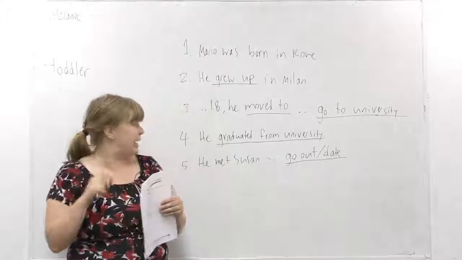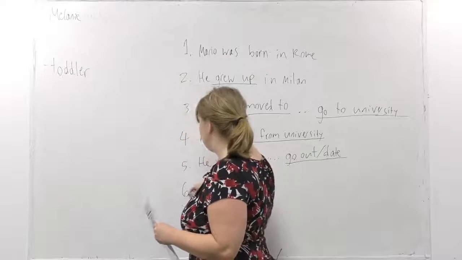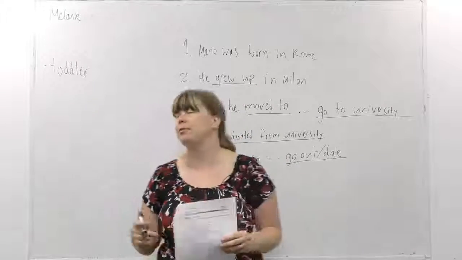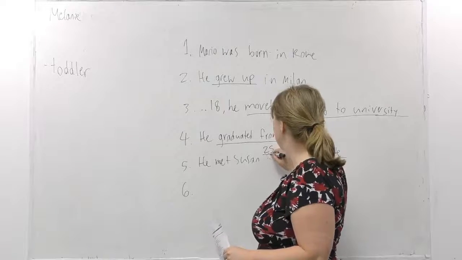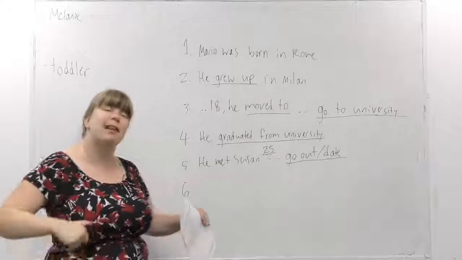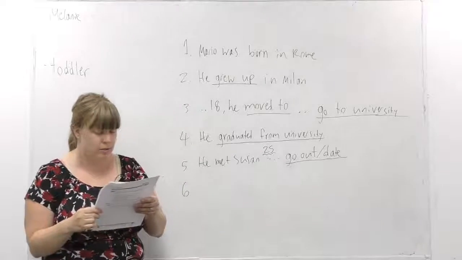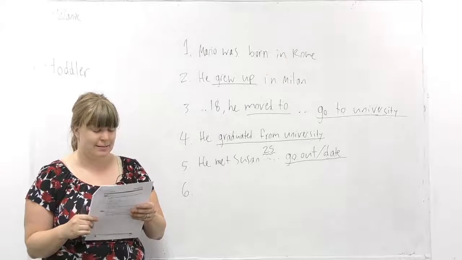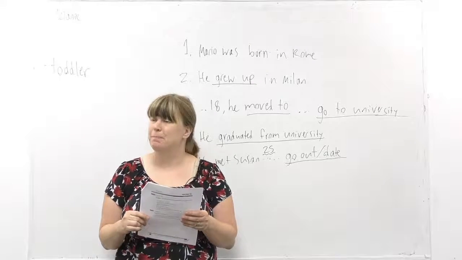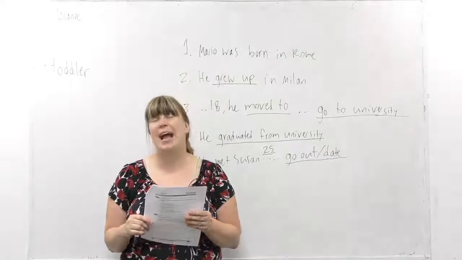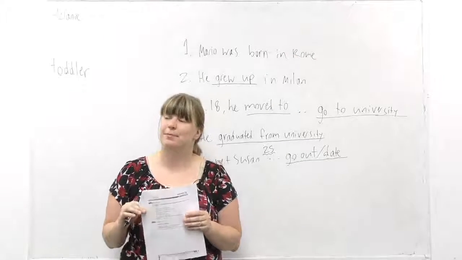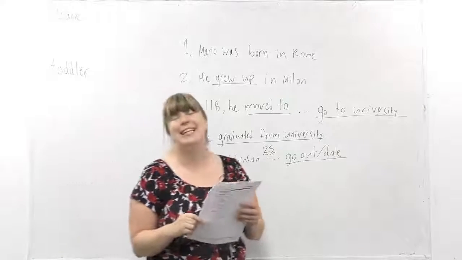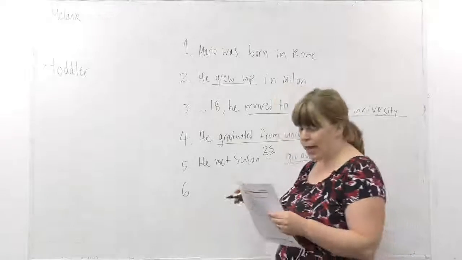Let's see, what else? Number six, what's next? So he's 25 years old. So he met this lovely lady called Susan. They start to go out. And then what do you think happens? Any thoughts? It's not a happy thing, I'll give you a hint. Oh, okay, someone wrote an answer. You guys ready for the answer? The answer is they broke up.